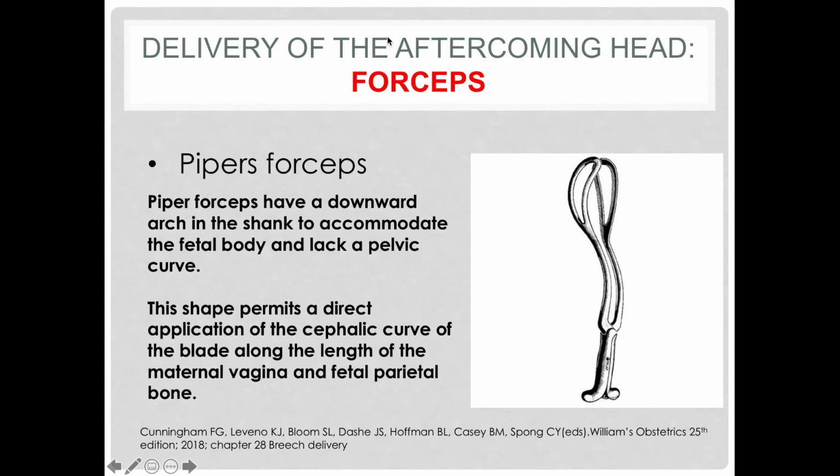So we can also use specialized forceps to deliver the aftercoming head. For this method, we use the Piper forceps. The Piper forceps have a downward arch in the shank to accommodate the fetal body, and it also lacks a pelvic curve. Now, this general shape permits a direct application of the cephalic curve of the blade along the length of the maternal vagina and fetal parietal bone.